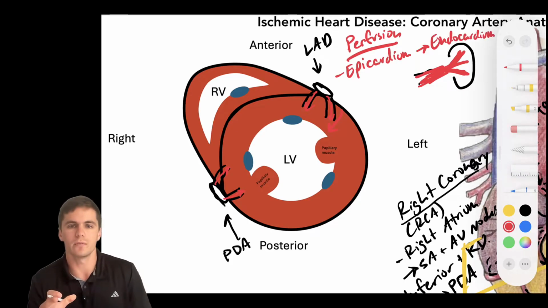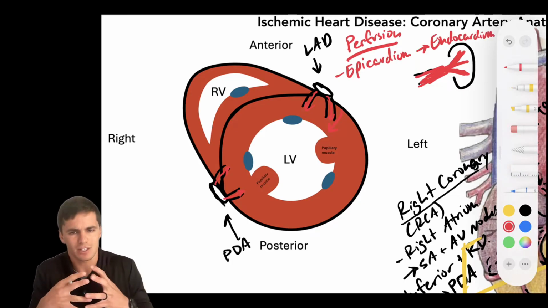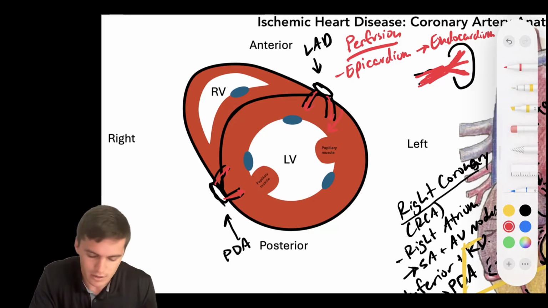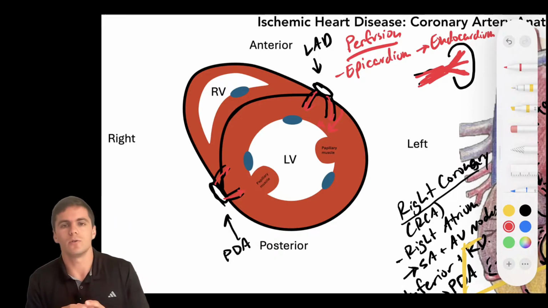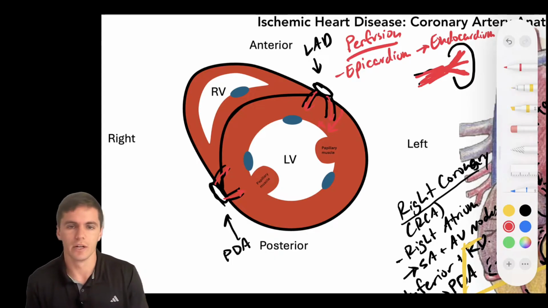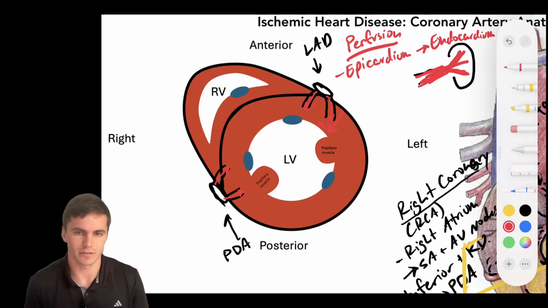That's really important because if we have a vascular event, vascular narrowing, the epicardium is going to be more preserved. The endocardium, this layer deep down here, is going to be at a higher likelihood of being injured or damaged. And so we need to take that into account whenever we're thinking of what aspect of the ventricle is being malperfused.